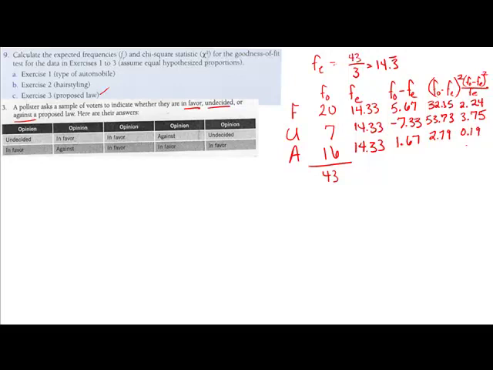0.194. Okay. So the last step of my chi-square equation, remember, frequency observed minus frequency expected squared divided by frequency expected, is to do the sigma part and take the sum of these numbers. So 2.24 plus 3.75 plus 0.19 gives us a chi-square of 6.18.